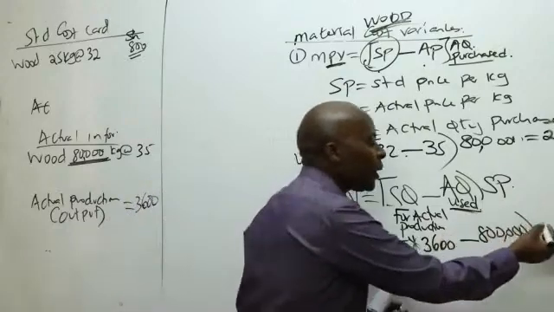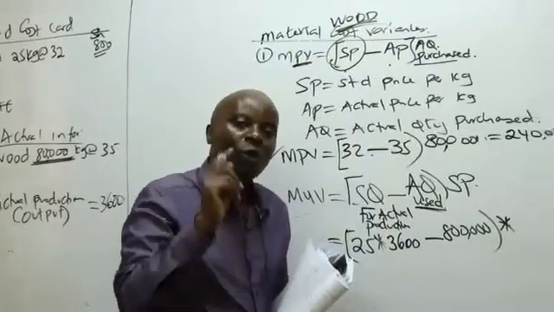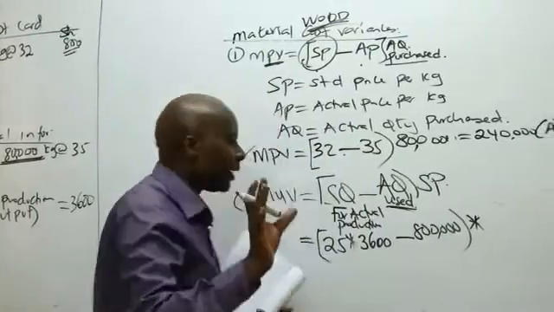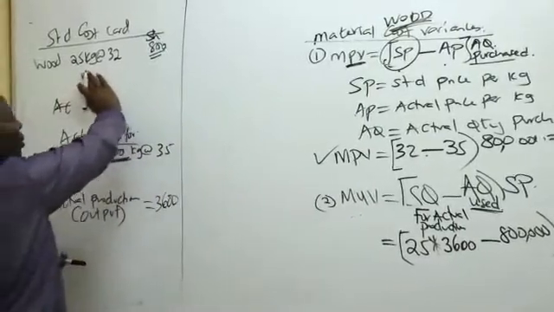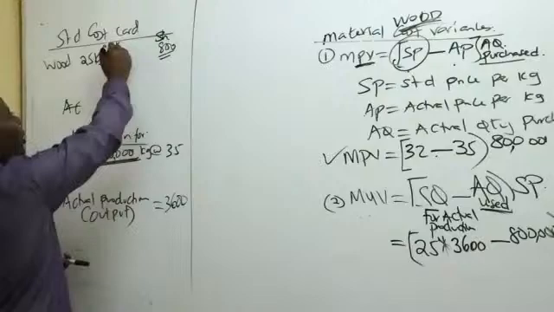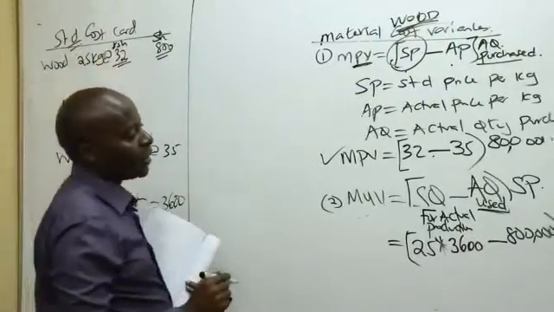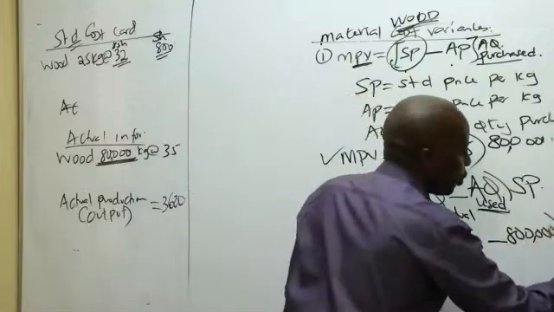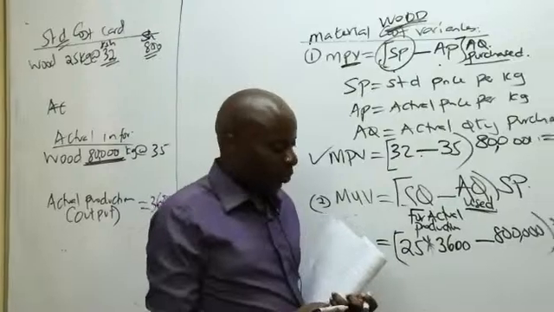Times the standard price of wood per kilogram. So go to the standard cost card, you'll be able to see an element of wood here, 25 kilograms, each at Kenya shillings 32, the standard cost card. So could you kindly give us a figure there?